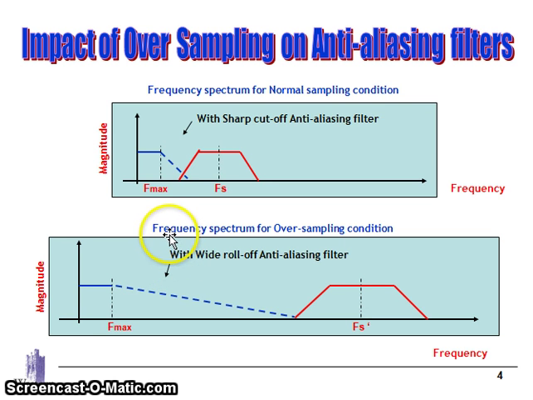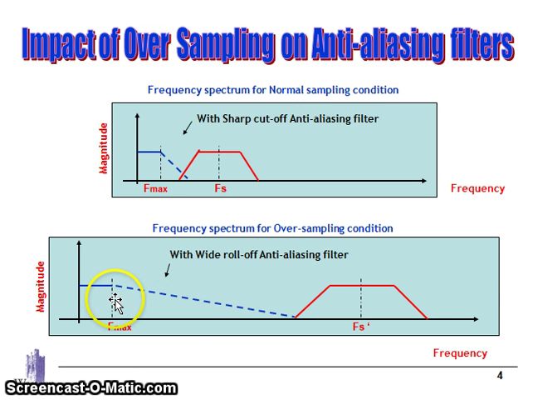The first graph shows the frequency spectrum under normal sampling conditions. Here, if you see this, there is an overlapping area between the higher end of the baseband signal and the LSB of the sampled spectrum. This overlapping effect is called aliasing. Whereas this effect will not be there if we do the oversampling operation, as shown in the second graph here.